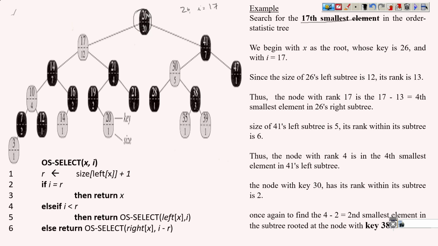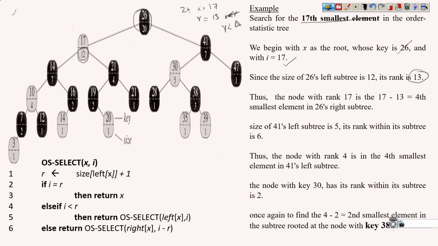If I want to find the rank of this node, I have to look at the left subtree and look at its size. The size is 12, and 12 plus 1 is 13. That means the rank of this node is 13. The other meaning is that if you arrange the items in sorted order, this element comes at the 13th position. So we get rank equals 13, and here the key is 26 and i is 17. So we find the rank of this, which comes out to be 13.